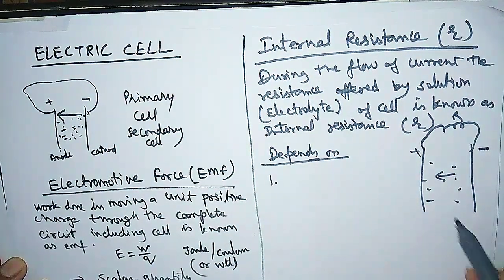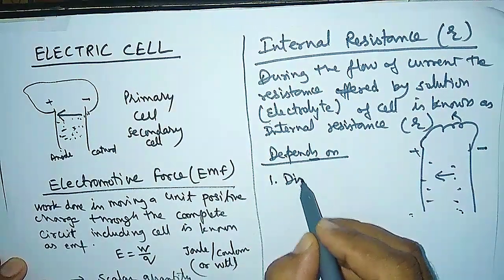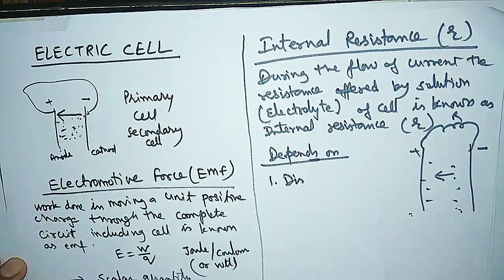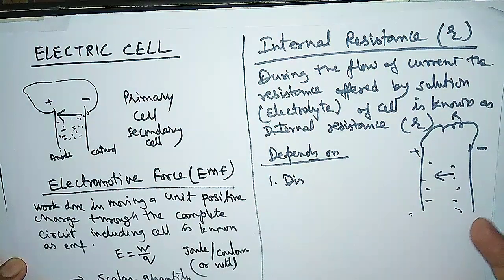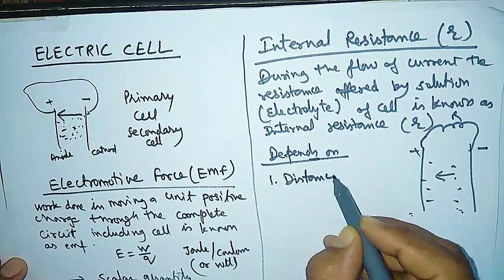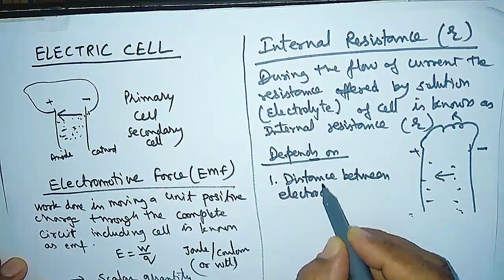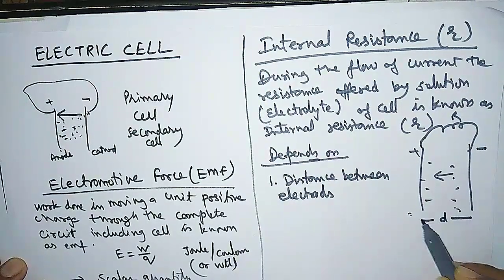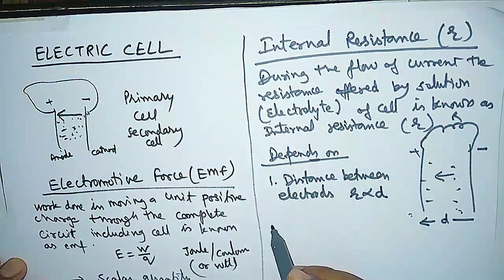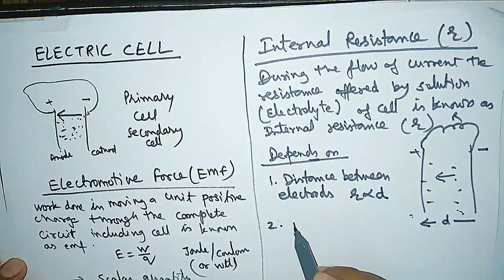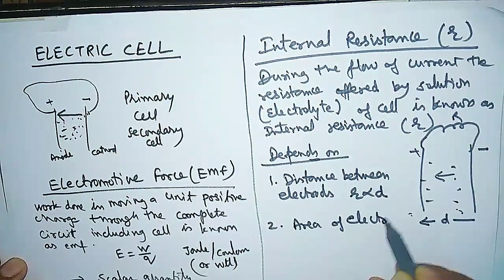First is the distance between the electrodes. With more distance, the charge will not easily reach from one electrode to the other electrode, so the resistance will increase. So if the distance between electrodes is, suppose, D, in that case you can say R is directly proportional to D.